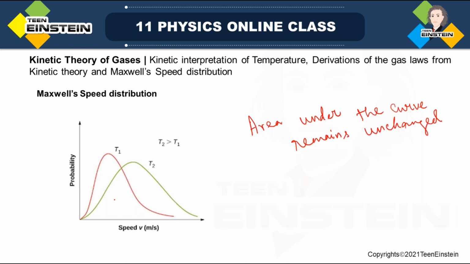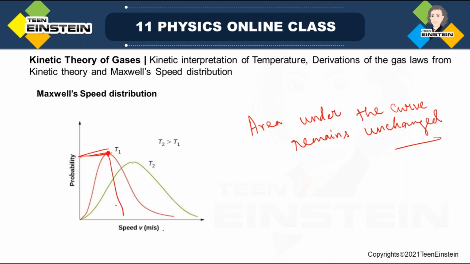That's why when you increase the temperature, you can see the peak value is shifting towards the right hand side. At the same time it is getting flatter. To keep the area under this curve unchanged, this broadening of the peak happens.